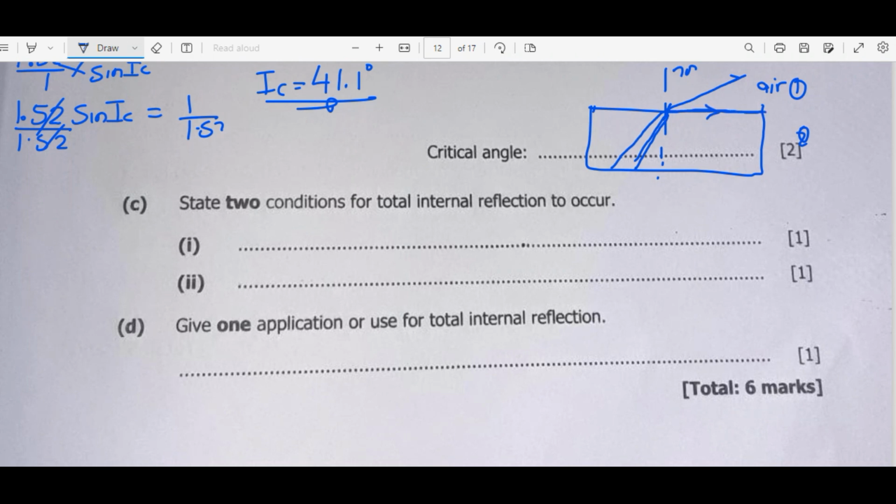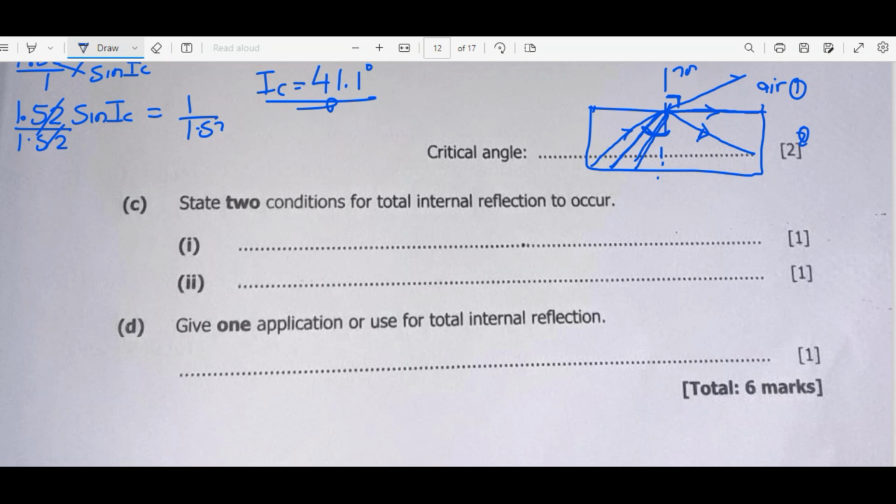Remember, the critical angle is when the angle of refraction is equal to 90. So the angle that we have formed here is the critical angle. Now what happens if we shift this line past the critical angle? If we put it to this position, instead of refraction, this time we are going to have reflection. Instead of bending, the light will just bounce back. So this is what we call total internal reflection.